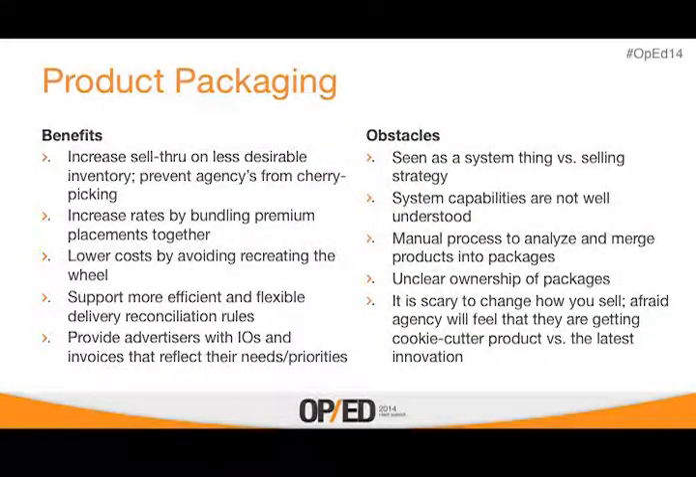Here's the problem, though. In the number of publishers that I've worked with over the last couple of years, product packaging is not as adopted as much as product taxonomy. A lot of times it's overseen as a system configuration thing or a technical activity as opposed to a sales strategy. The system capabilities are intimidating or misunderstood. Manual processes need to occur in order to get packaging out to the sales team, and also more importantly, who is accountable for those practices is not identified at an organization. And most importantly, it's scary to change what you do and how you go to market with your agencies.